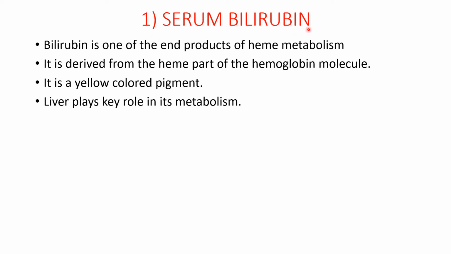Serum bilirubin. Bilirubin is one of the end products of heme metabolism. It is derived from the heme part of the hemoglobin molecule and it is a yellow colored pigment. The liver plays a key role in its metabolism.